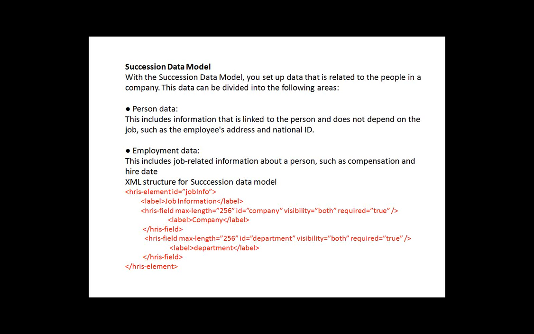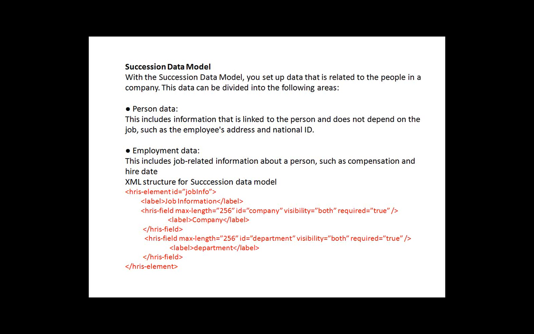But employment data is related to the job-related information about the person, like what his compensation was, his hire date, the job title, and the description of that. So that structure captures the employment part of the person in the company. The XML structure in the succession data model is very similar to the corporate data model, but it doesn't have the association part. The association is captured only in the corporate data model.